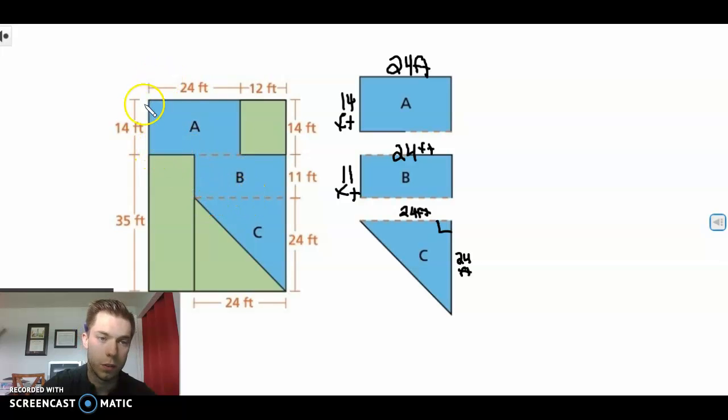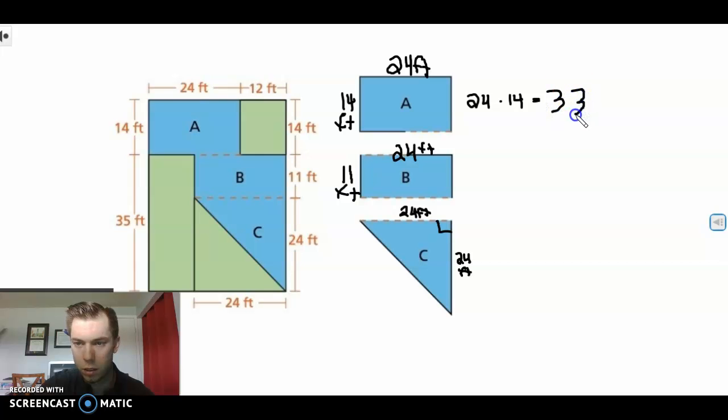Okay, and this is 12 feet. That total must be 36 feet. But we're going to focus on the rectangle there. So we're going to find the area of our rectangle. So 24 multiplied by 14. When we do that, we get 336 feet squared. Hey, not so bad. Not so bad. Okay. Then we look at B.